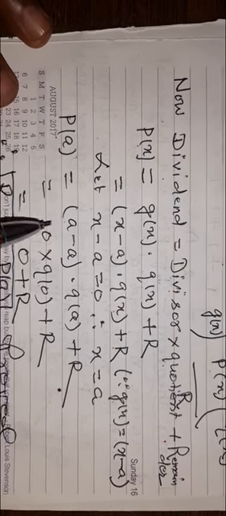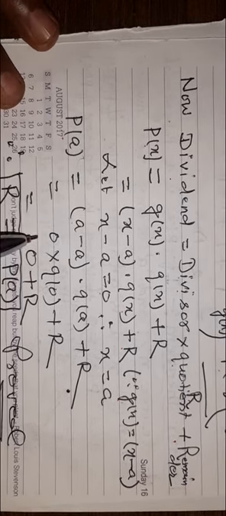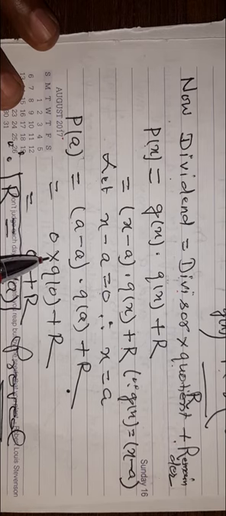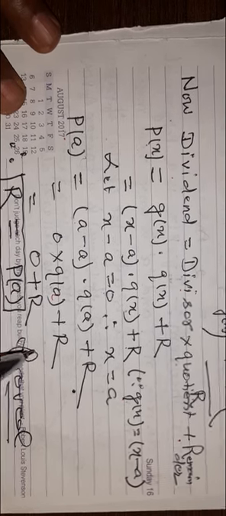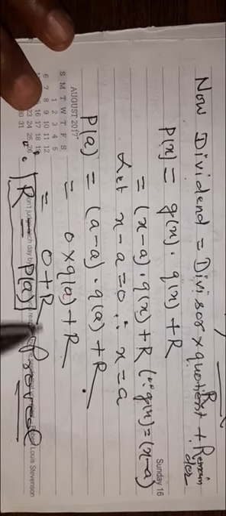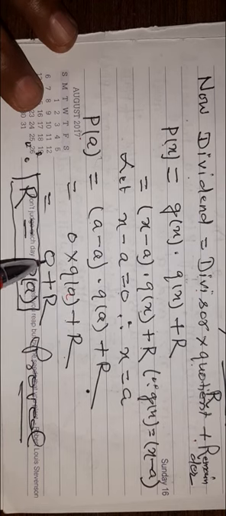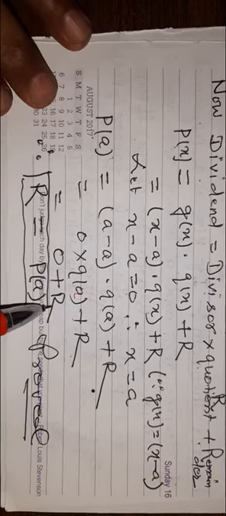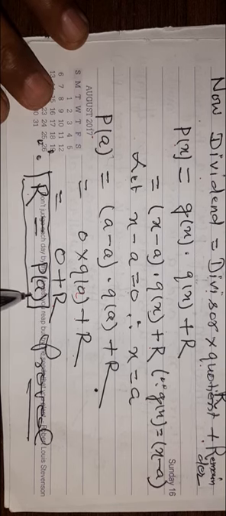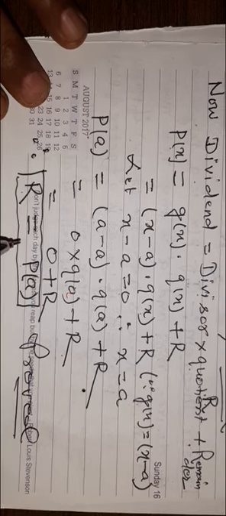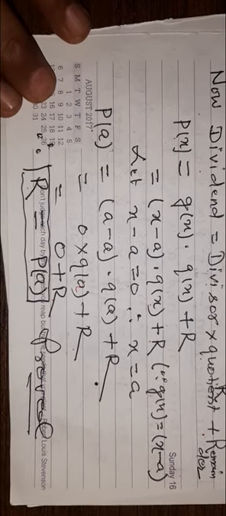Now look here, a minus a will be 0, times q(a), plus r. 0 times q(a) will be 0, plus r. So here, students, the remainder r is equal to p(a). This is proved according to the remainder theorem.